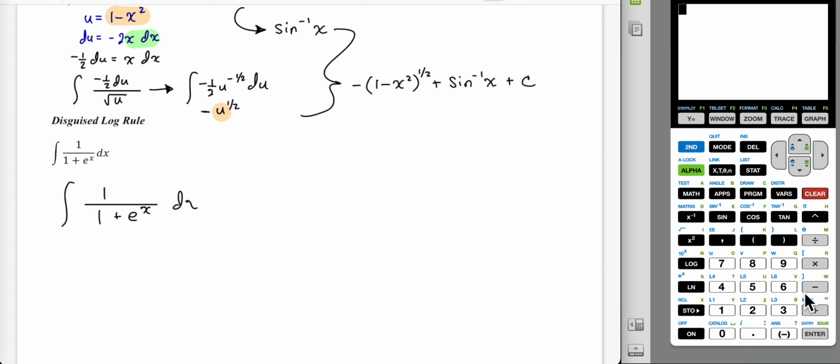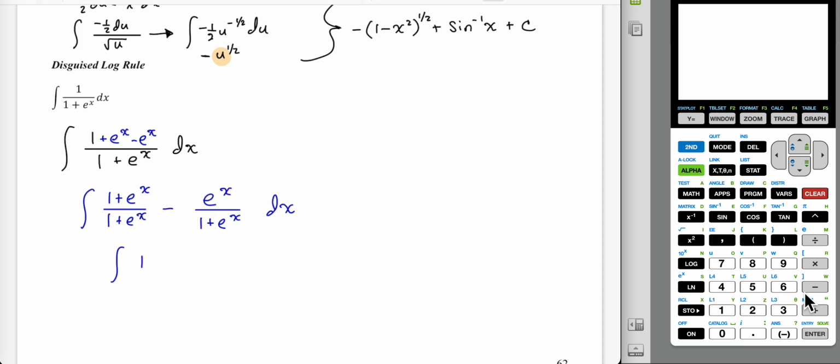We have a precedent for this. You did it on the previous page. So I'm going to add an e to the x. If I add an e to the x, I can't just do that because I want to, so I'm going to subtract an e to the x. And then I'll split my fraction. I'll have a 1 plus e to the x over 1 plus e to the x, and then a negative e to the x over 1 plus e to the x, all dx.